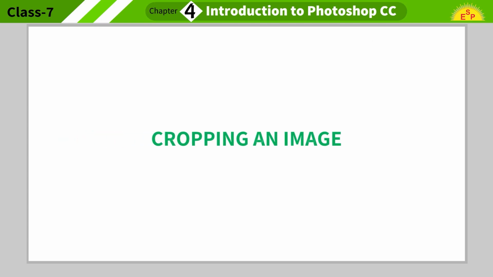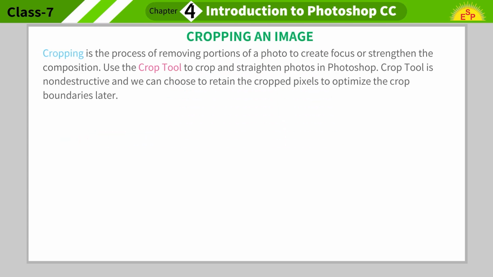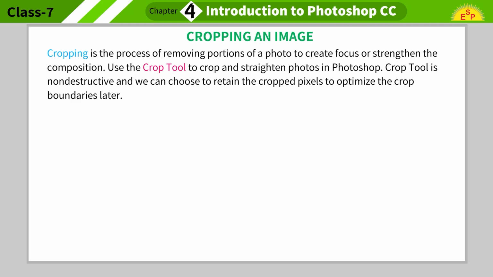Cropping an image. Cropping is the process of removing portions of a photo to create focus or strengthen the composition. Use the crop tool to crop and straighten photos in Photoshop. Crop tool is non-destructive and we can choose to retain the cropped pixels to optimize the crop boundaries later. Follow the steps to use the crop tool.